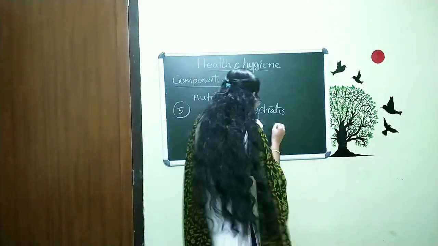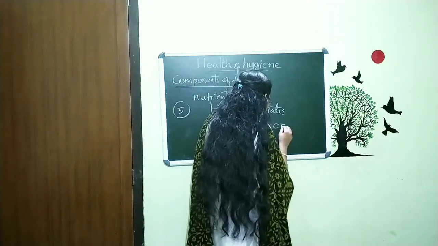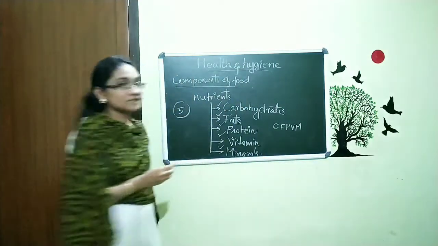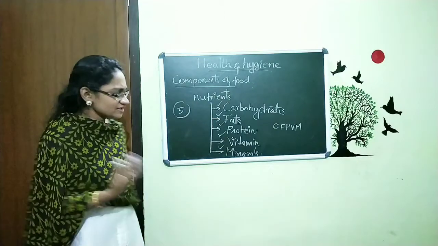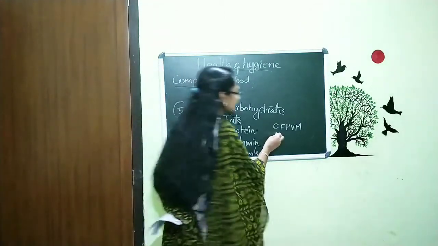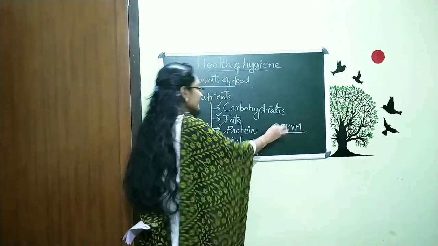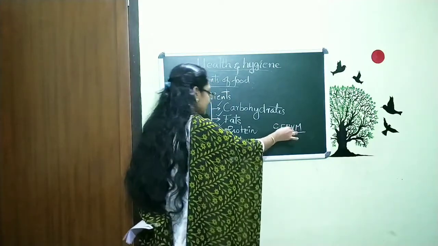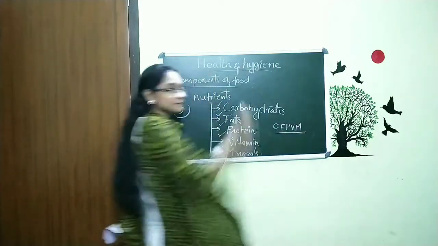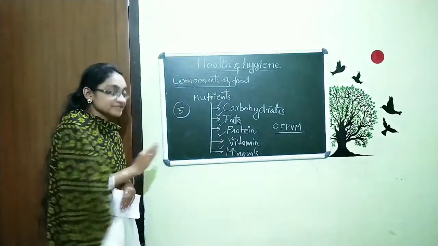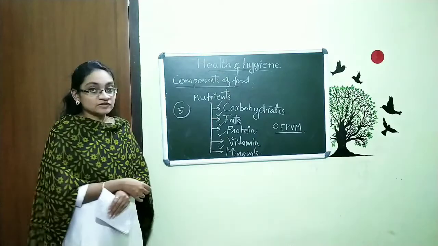That is CFPVM. The order is not at all important. For remembering, you just use CFPVM and you can remember carbohydrates, fats, protein, vitamin and minerals. So these are the 5 types of nutrients that are contained in our food.